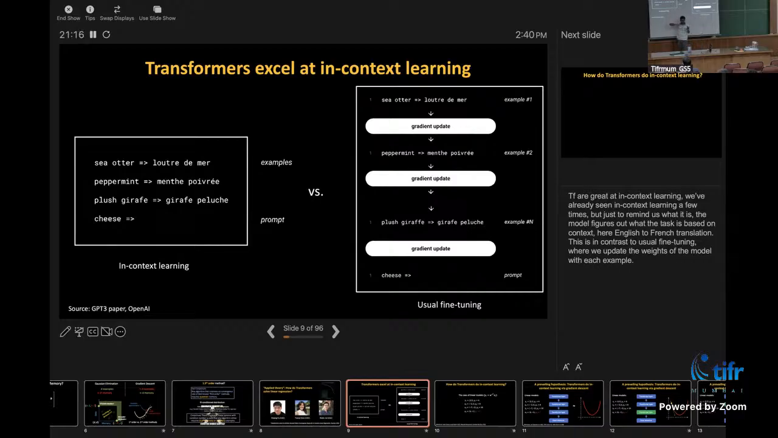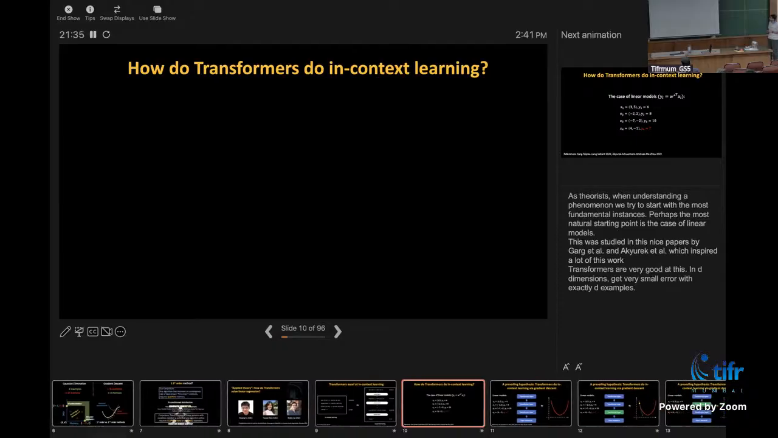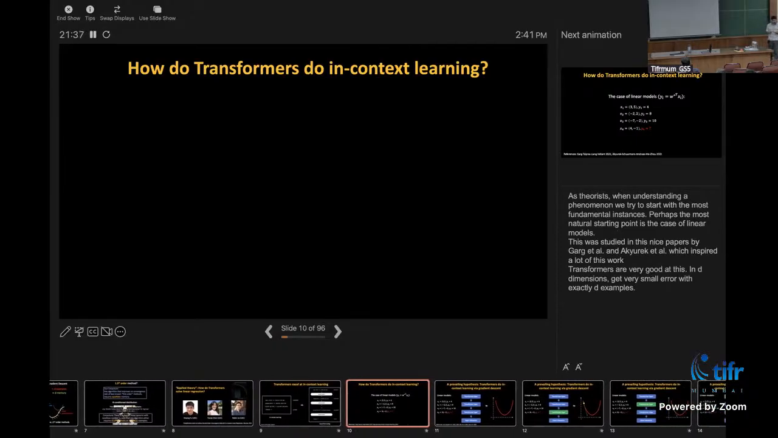So in usual fine-tuning, what would we do? We would see the first example, we would make a prediction, see what the error is, and then make a gradient update. So basically, we would be changing the weights of the model after seeing every example. In in-context learning, the crucial difference is that we are never changing the weights. So transformers are really good at this. And our goal here is to understand how they do this.